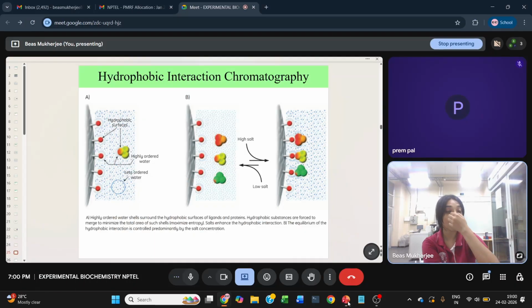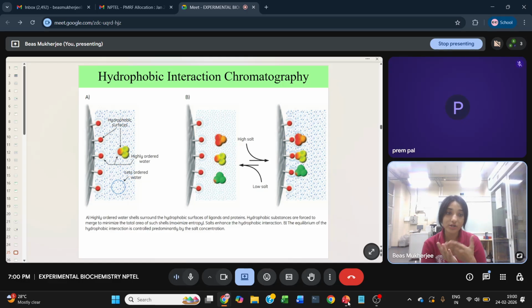Now, there is something called hydrophobic interaction chromatography. So you can see that there are highly ordered water shells that surround the hydrophobic surfaces of ligands and proteins, and the hydrophobic surfaces are forced to merge and minimize the total area of such shells to maximize the entropy. Salts enhance the hydrophobic interaction, and the equilibrium of this hydrophobic interaction is controlled predominantly by salt concentration.